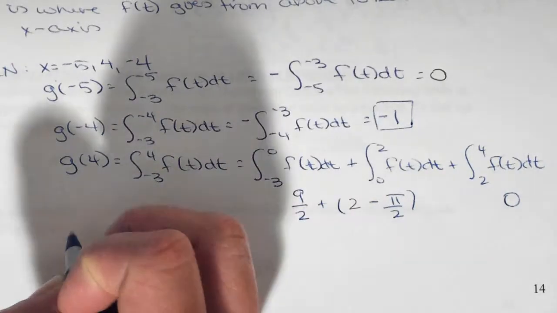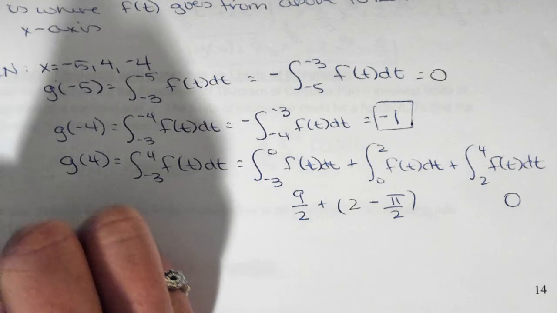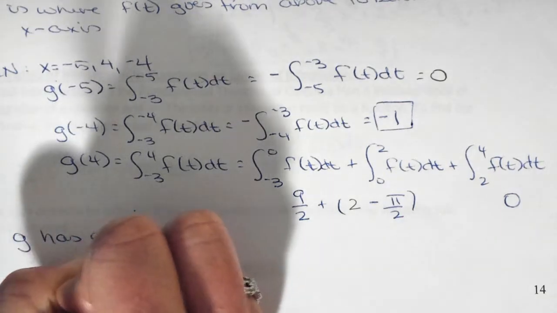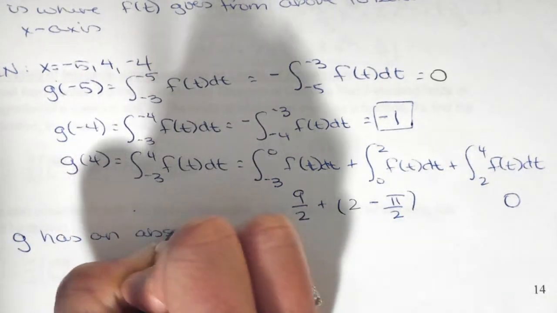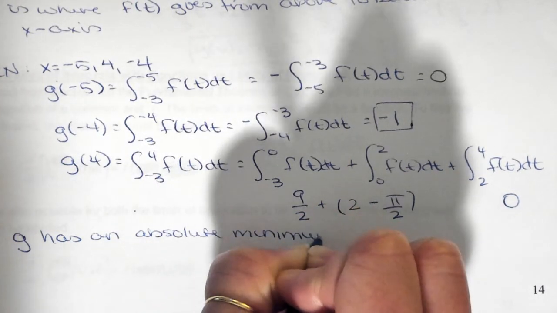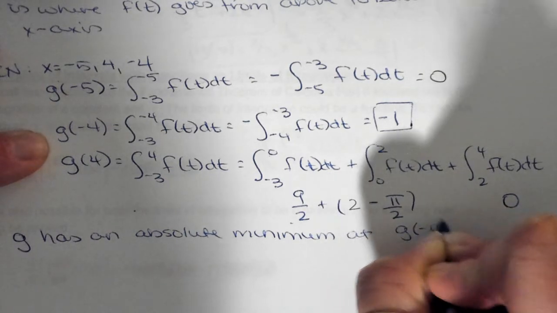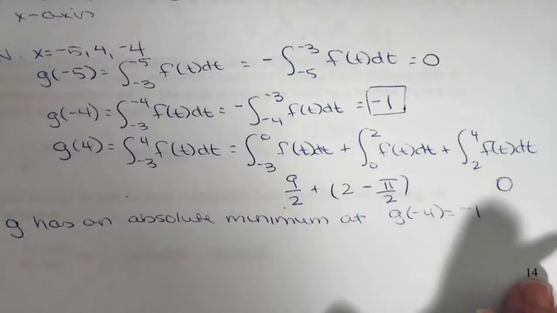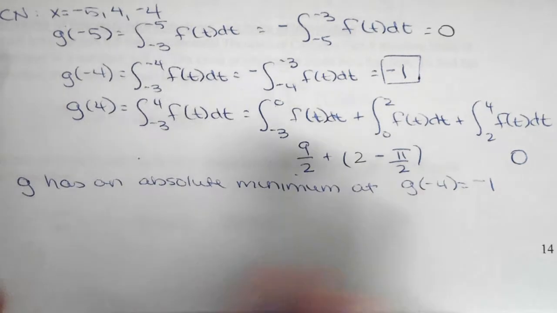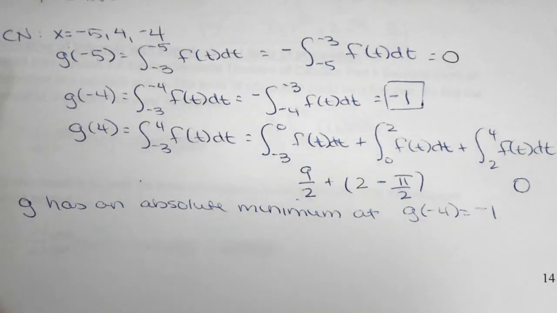So you would say that G has an absolute minimum at G of negative 4 is equal to negative 1. Okay. Show my analysis, please. That's all that math. That's my analysis right there. Questions? Okay.